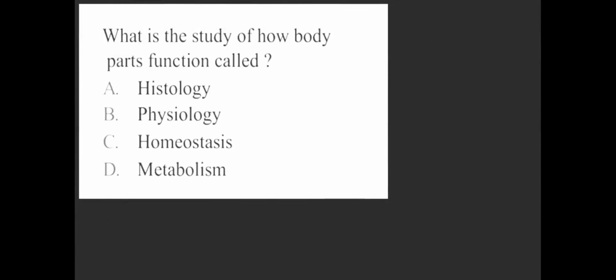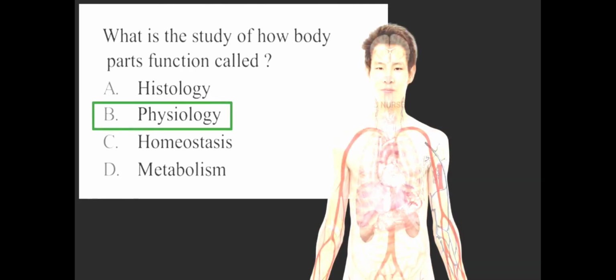What is the study of how body parts function called? A. Histology, B. Physiology, C. Homeostasis, D. Metabolism. And the correct answer is B. Physiology. Physiology is the study of how the human body works. It describes the chemistry and physics behind basic body functions, from how molecules behave in cells to how systems of organs work together.